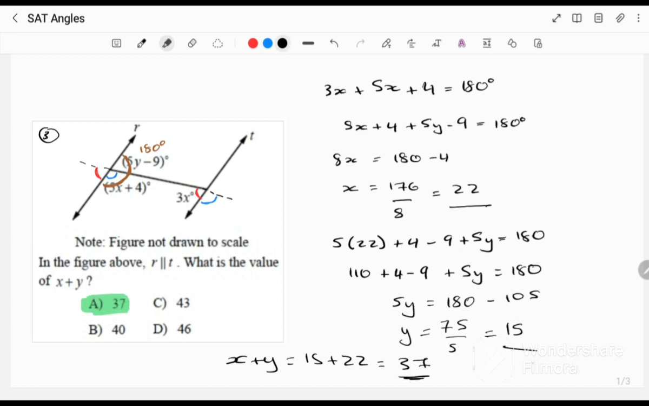So I recommend you pause the video and attempt each question before I show you the solution. That way you'll get more practice and you'll see how much you're able to solve by yourself.